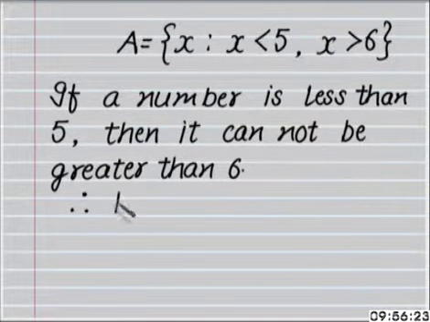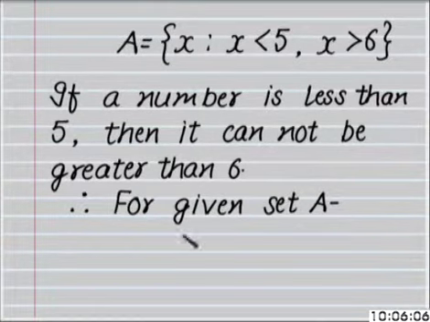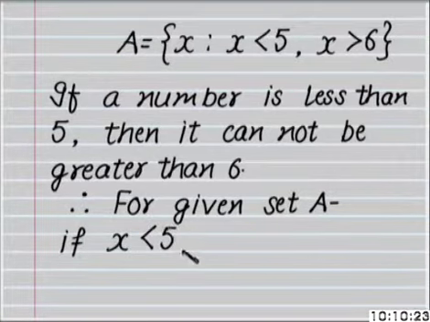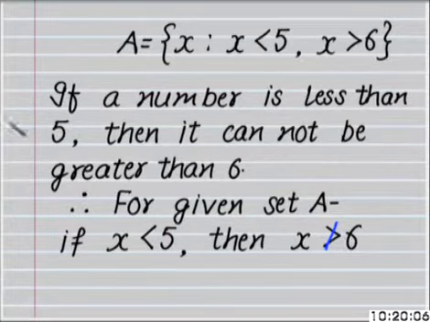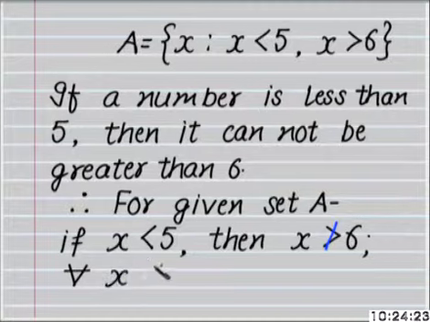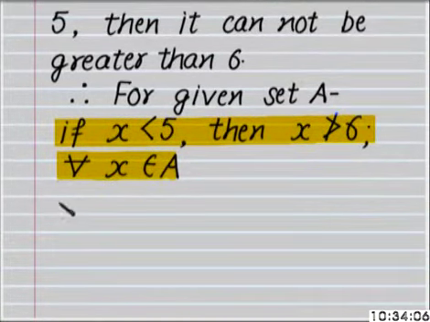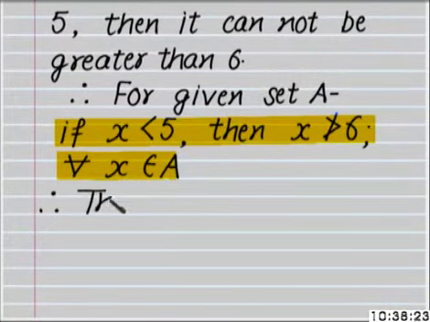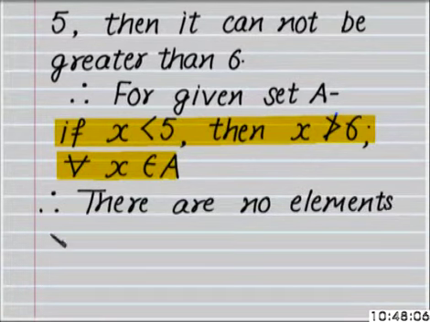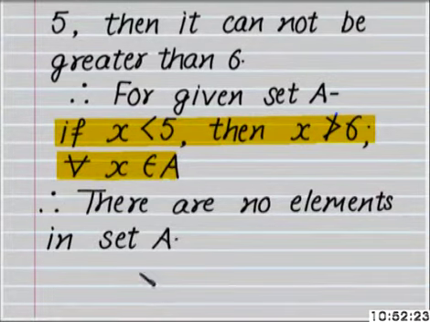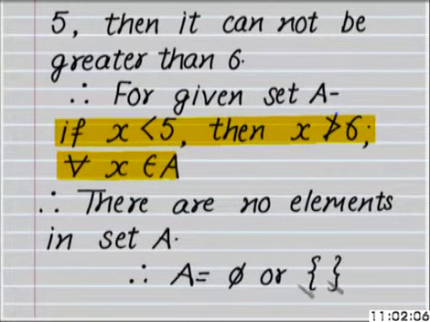Therefore, for given set A, if x is less than 5, then x cannot be greater than 6 for all x belonging to the given set A. Therefore, we can say that there are no elements in set A. Therefore, we can say that set A is a null set. We can say that it is an empty set.